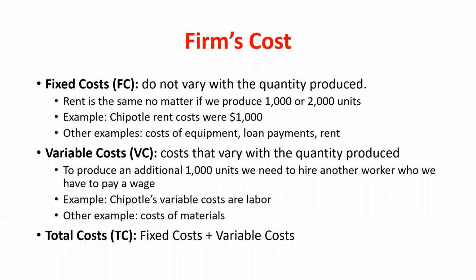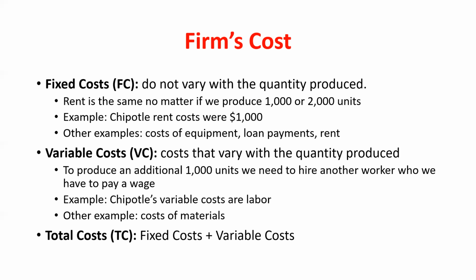Things like rent on the building, we can't change that today. We can't move locations on a whim. It might take a longer period of time for us to change those things. So those things that we can't change today, we're going to call fixed inputs, and they will incur some fixed costs. The example would be, no matter how much I produce, that Chipotle example, I have to pay the rent on the building.